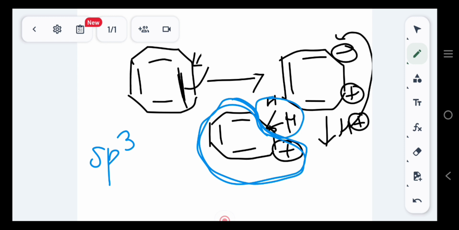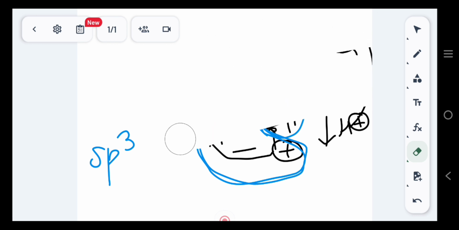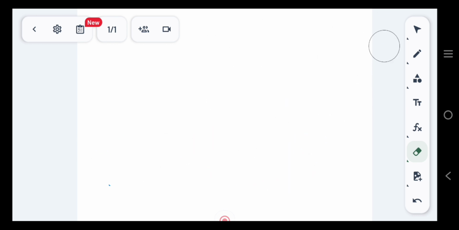What is the definition of homoaromaticity? It is nothing but: if a stabilized cyclic conjugated system can be formed by bypassing one saturated atom. What is a saturated atom? It is an sp3 hybridized atom. Then that particular compound is said to be a homoaromatic compound.